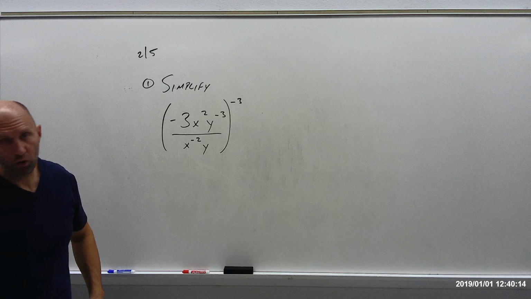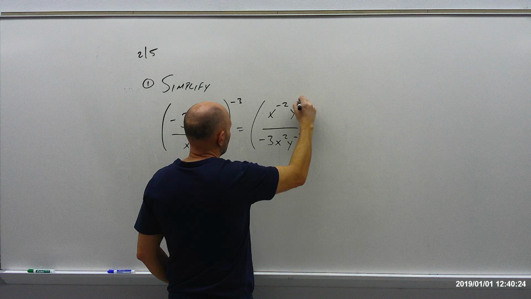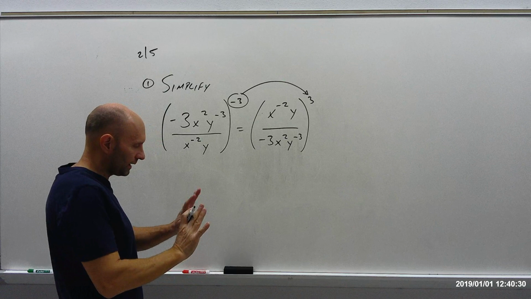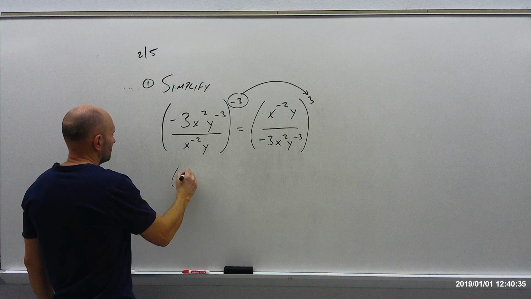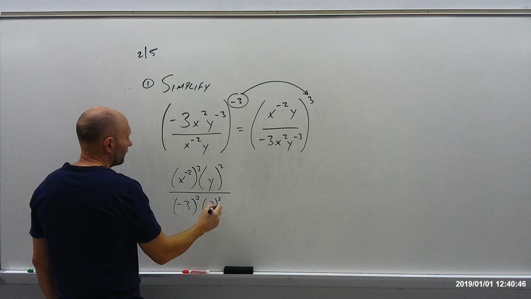So, let's start, flip what's inside. So x to the minus 2y all over negative 3 x squared y to the minus third. The only thing that changes in step one is that the exponent becomes positive. Everything else, we just flip what's inside. So bring in the 3. I have x to the minus 2 to the third, y to the first to the third, negative 3 to the third, x squared to the third, y to the minus 3 to the third.